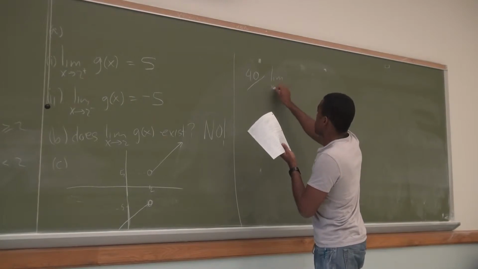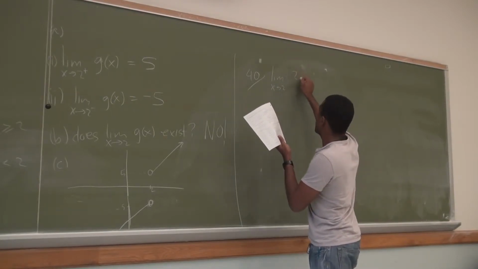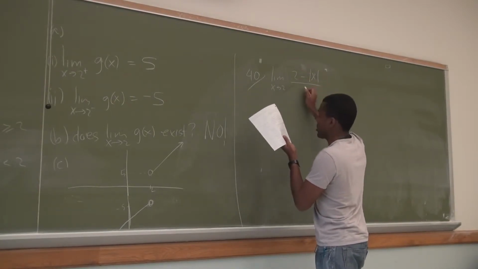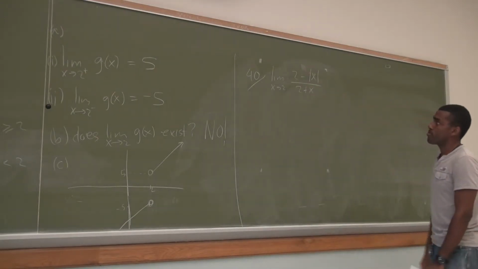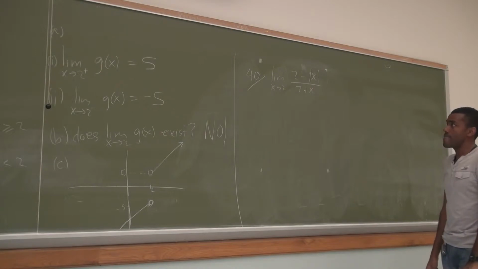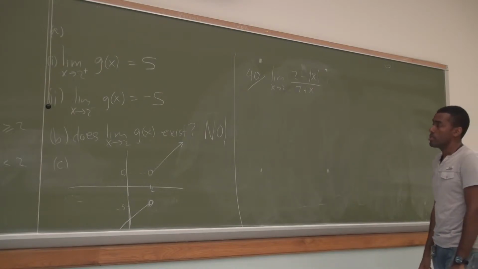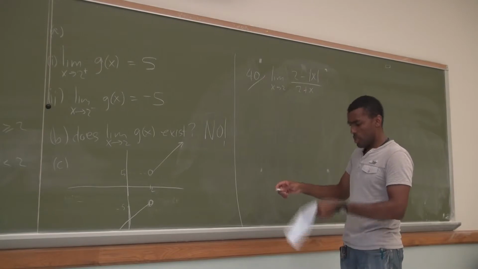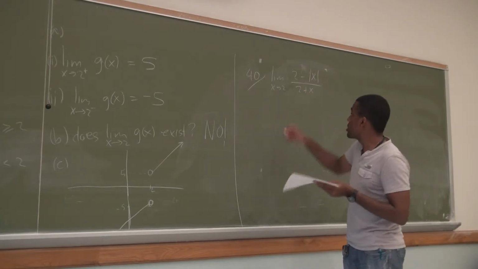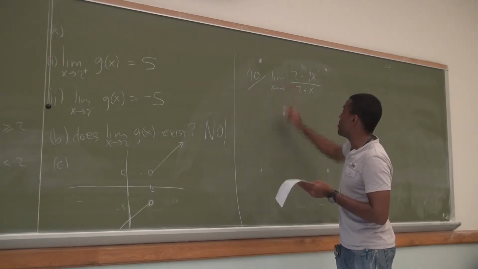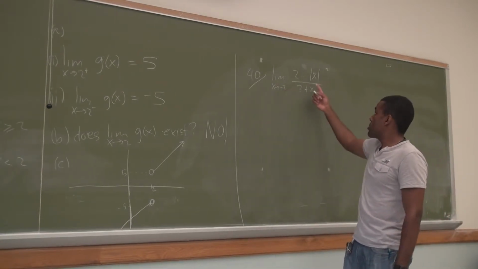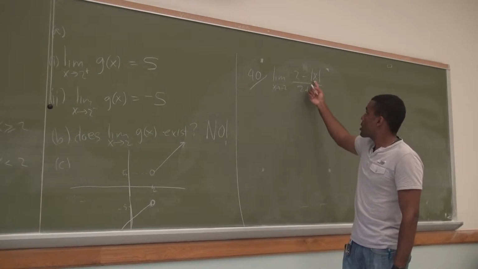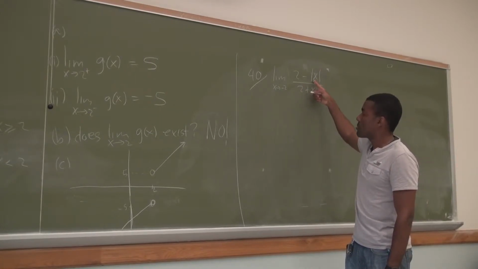Limit as x approaches 2 of 2 minus the absolute value of x over 2 plus x. How do you do that? It equals 0, right? Is it 2 or negative 2? It's negative 2, right, because 2 wouldn't be a problem. Remember absolute value: you factor out negative, 2 minus x over 2 plus x.